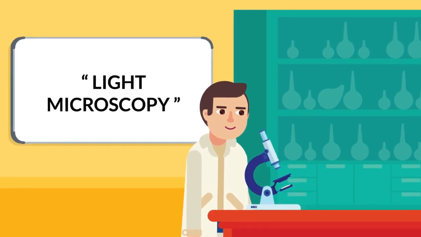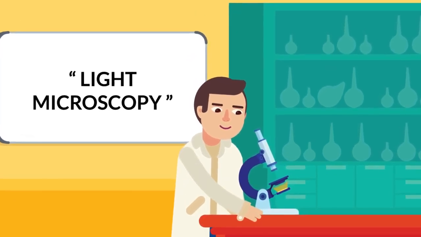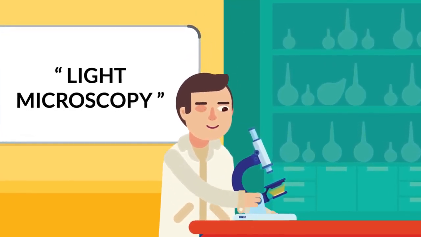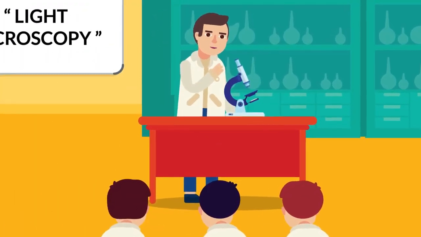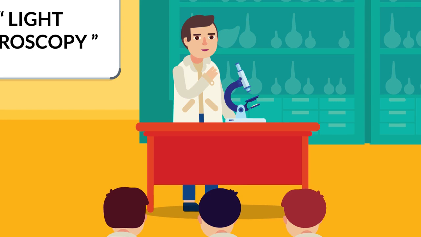Light microscopy. The light microscope uses light as a source of radiation and has shown us inside cells. It shows us simple structures like the nucleus, the cell wall, and the cell membrane. A light microscope is still used in basic studies in schools today.